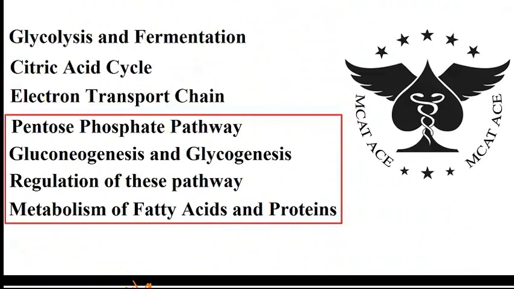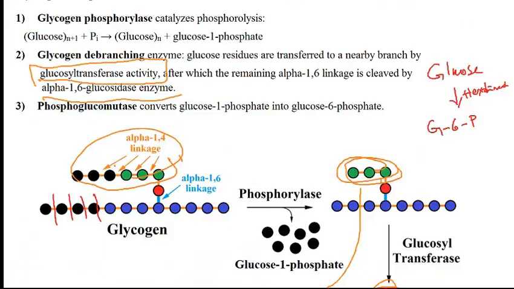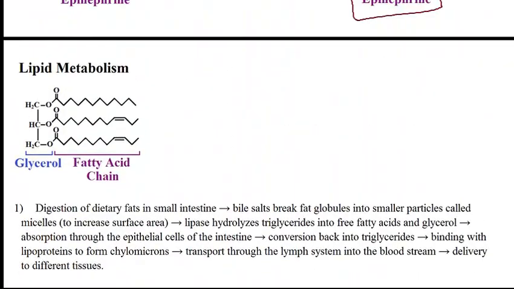So here was our initial outline. We've already discussed the pentose phosphate pathway. We've discussed gluconeogenesis, glycogenesis, glycogenolysis, and the regulation of these pathways with either allosteric effectors or hormones. So now we are on the last topic, which is the metabolism of fatty acids and finally proteins and how they would contribute to energy production. Alright, so let's move back to where we started.